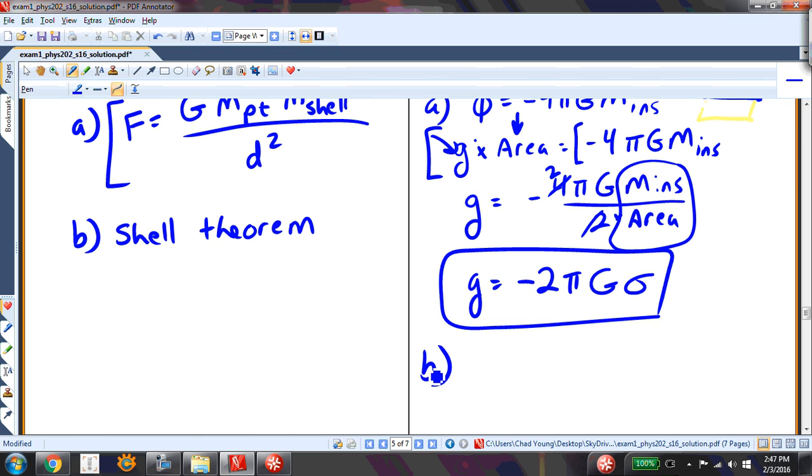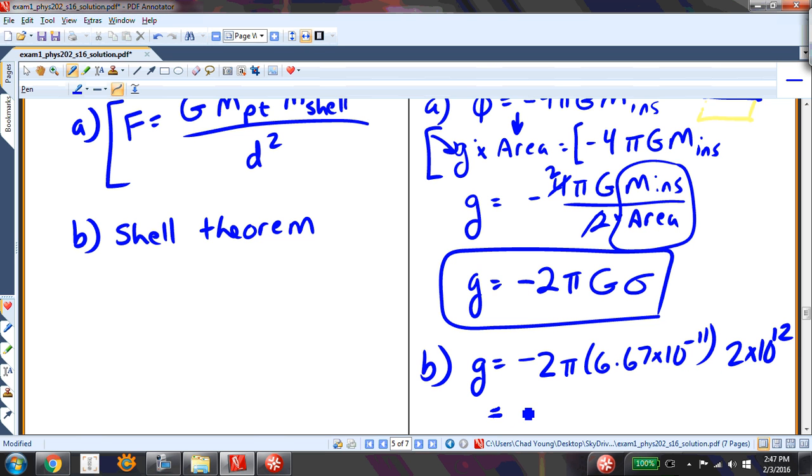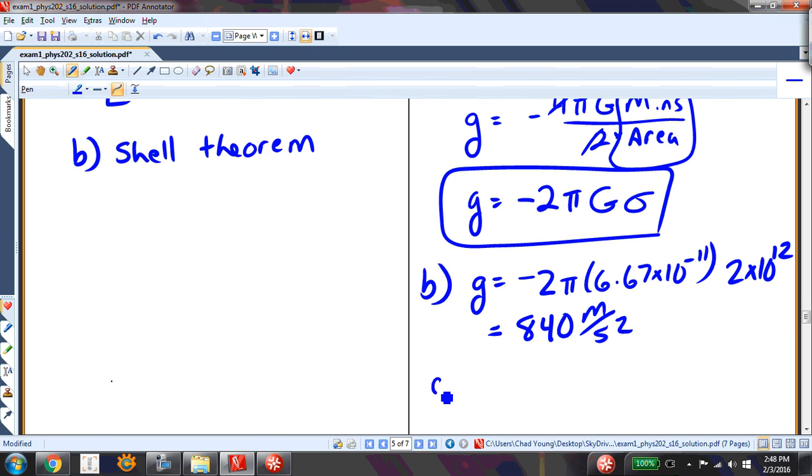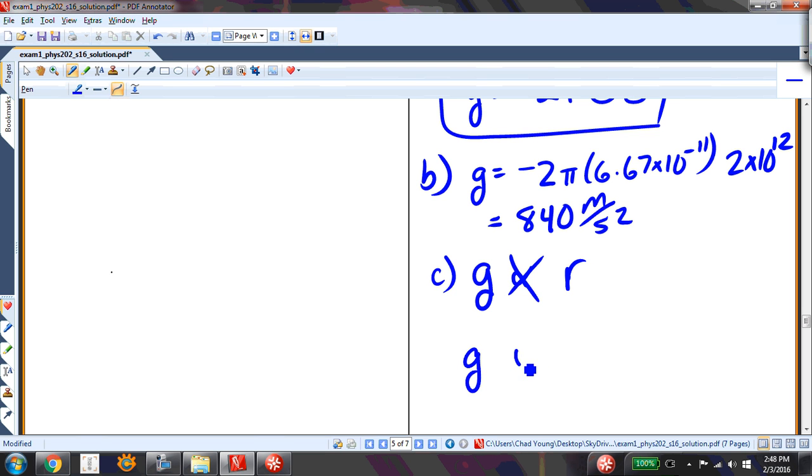And then B, I want to know what is the acceleration due to gravity at a distance of 1,000,000 meters. So I'm just going to use that: negative 2 pi times 6.67 times 10 to the minus 11 times 2 times 10 to the 12th. That's my mass surface density, and that is equal to 840 meters per second squared. And then finally, C, how does this change? If you change r, well, g is not proportional to r. So that means that g will remain the same regardless of how far away you go.